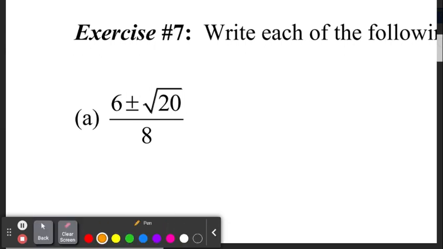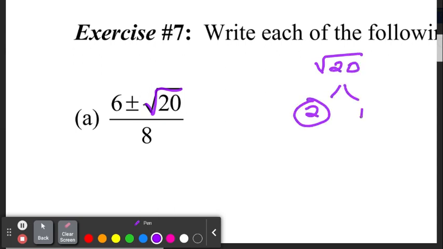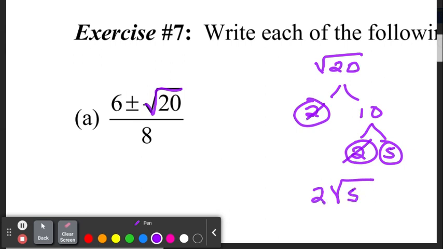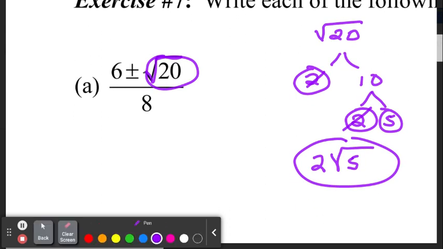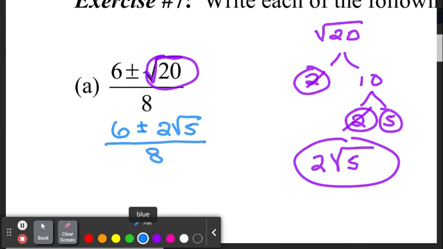First things first, let's simplify our square root. Okay, I'm going to do that off to the side. So 2 and 10. 10 and 10 is 2 and 5. So my square root, the 2's are a match. They go out front, 1 match, and the 5 goes on the inside. So I'm going to take this answer and replace it here. I'm going to rewrite everything else. 6 plus or minus 2 square roots of 5 over 8.